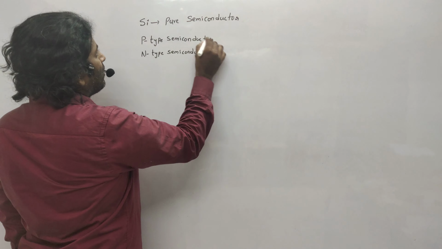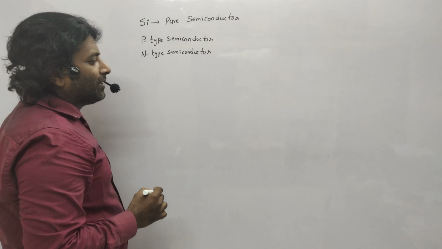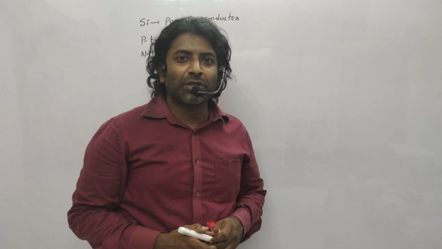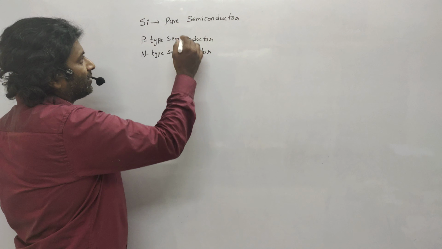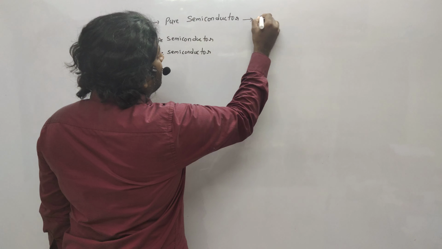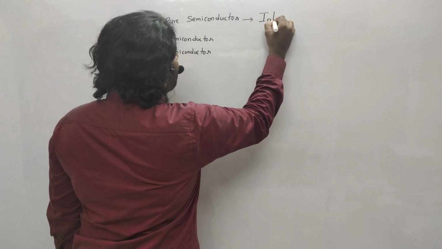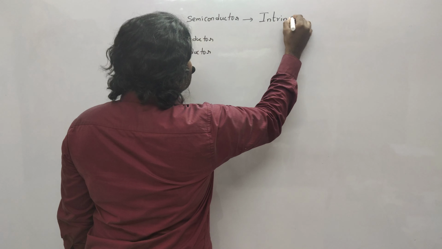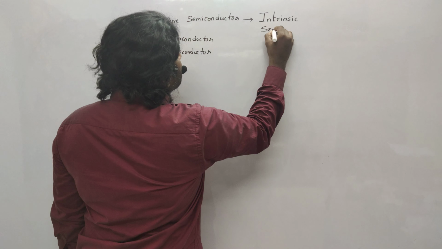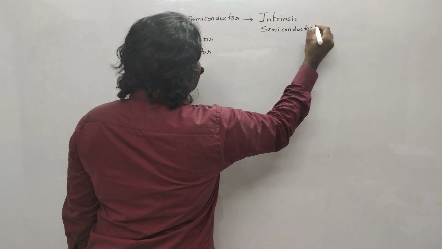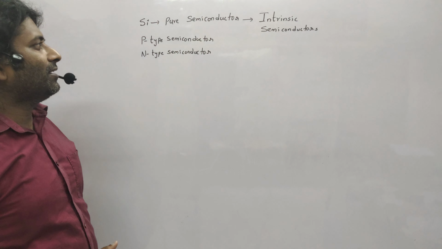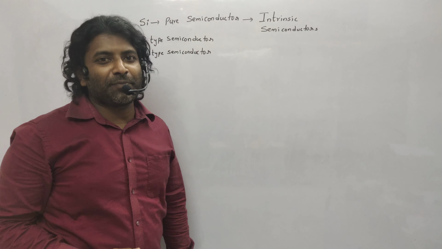Now, the purest form of semiconductor. Silicon is a pure semiconductor, meaning it is in its purest form. The purest form of semiconductor is called an intrinsic semiconductor.